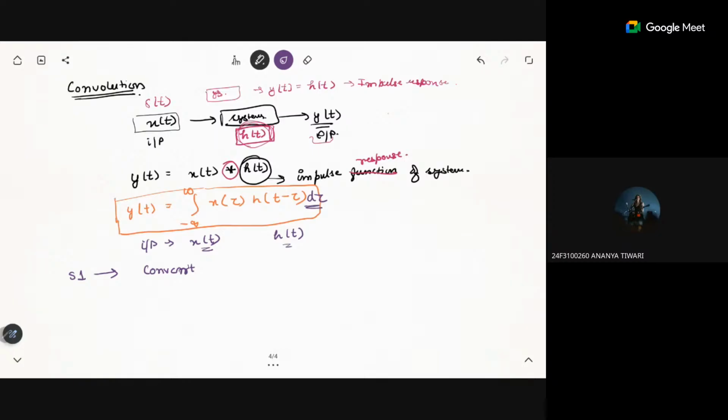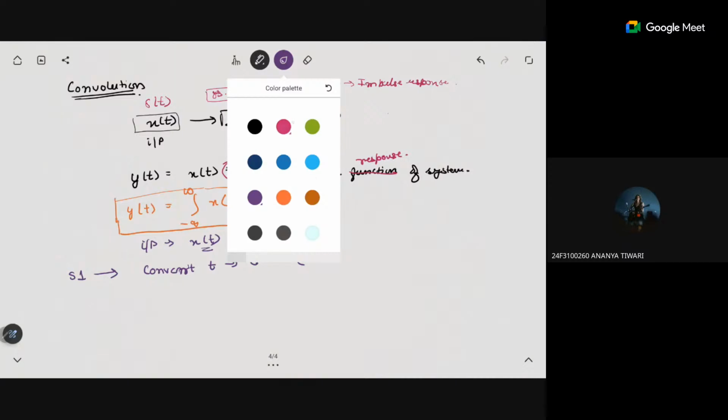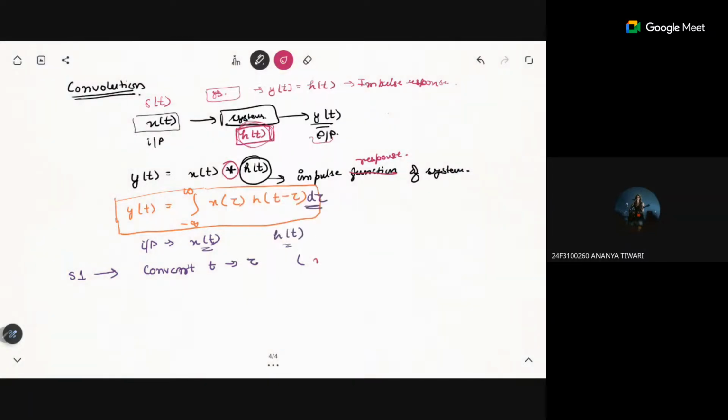This is very step by step. You can always skip some steps and do the direct operation, but I'm going with all the steps. So convert t to tau. Then you are now ready with your x of tau and h of tau.